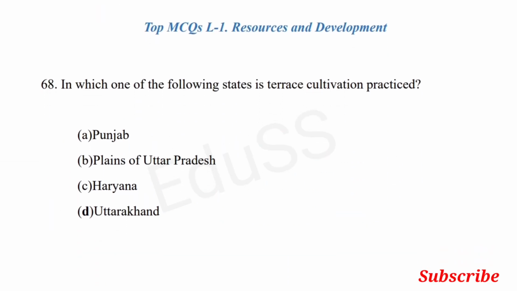In which one of the following states is terrace cultivation practiced? Now, terrace cultivation is done in the mountains, so it cannot be in Punjab, it cannot be in UP, it cannot be in Haryana. So the correct option is Uttarakhand.